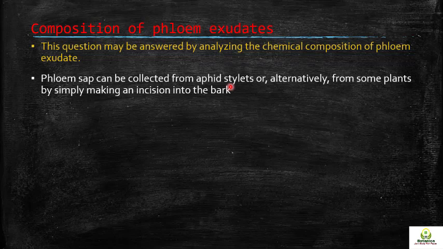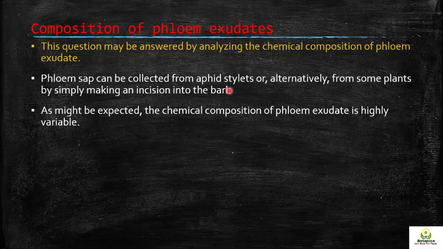the topic we discussed when we were discussing the history, or alternatively from some plants by simply making an incision into the bark. So either we use the aphid stylet, the aphid feeding on the plant, and the exudate can be collected from the stylet, or alternatively a direct incision can be made in the stem of any plant, and the cell sap which is collected can be examined, or its composition can be analyzed.